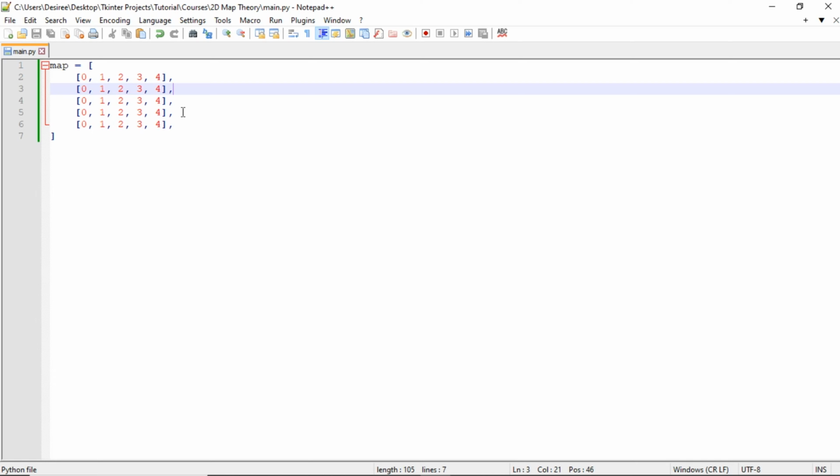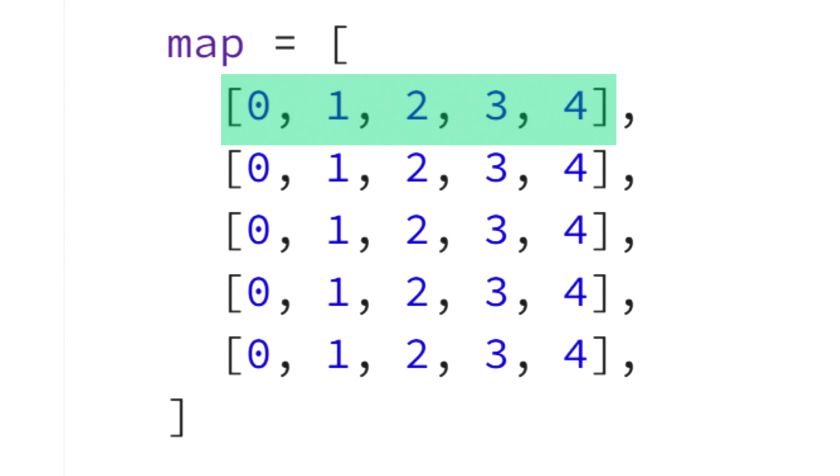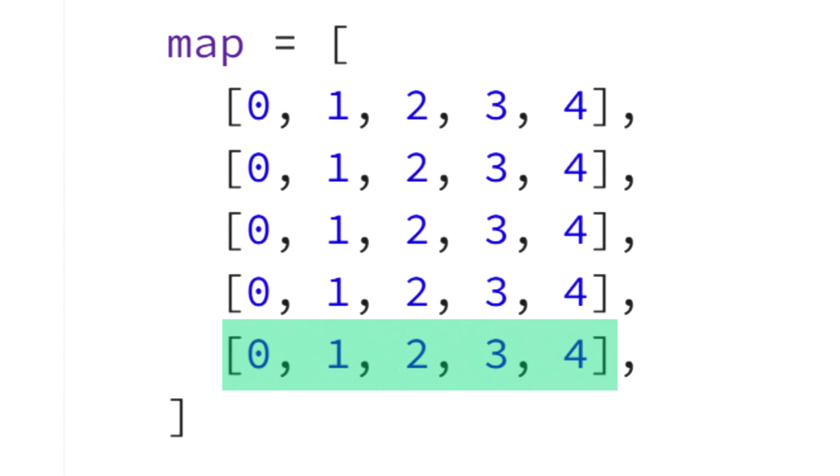The next step is to display the map. We'll start off with a for loop that iterates through each Y. So underneath our map here, we'll do for Y in map. So this graphic demonstrates what this for loop is doing to our map.